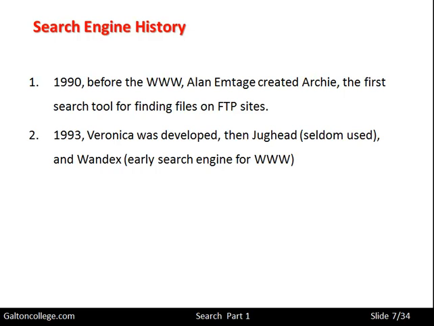In 1993, Veronica was developed, then Jughead, which wasn't used a lot, and Wondex. And so different names, perhaps names we're not familiar with today, were important right back at the start of the internet. These names were used by researchers back then, by the users of the internet, albeit a very primitive internet, but nonetheless, people back at that time wanted any assistance they could get to try and locate the information that they were looking for.